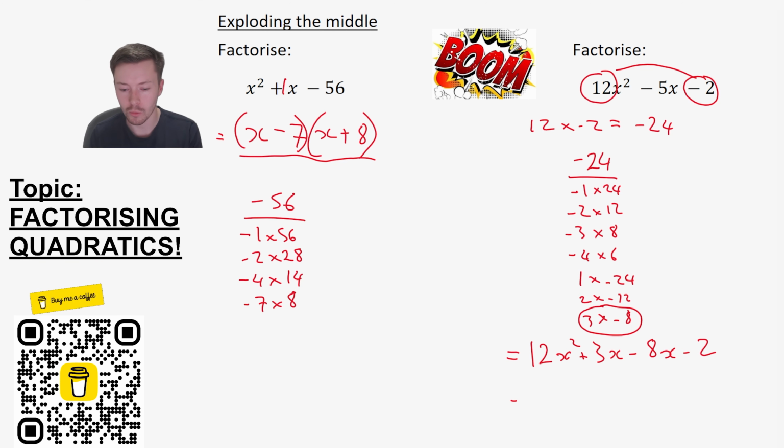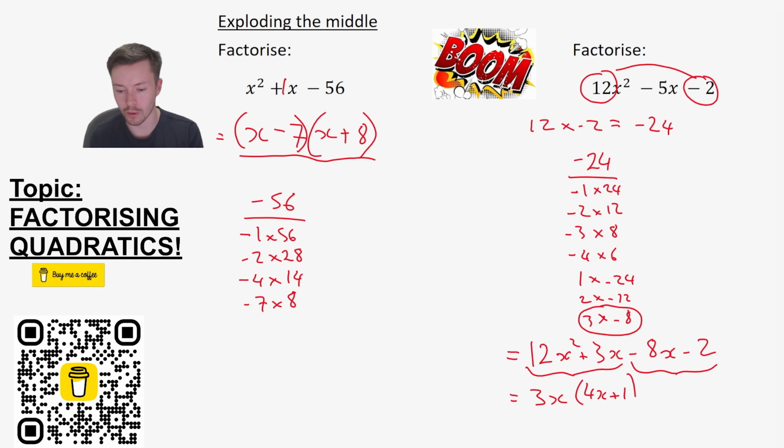Now, from there, I want to look at the first two terms, and I want to look at the last two terms, and factorise these two things separately. Looking at the first two terms, I can factorise out 3 and an x, and that would leave me with 4x plus 1. Now I should get this same bracket when I factorise these last two terms, so keep that in mind because that's going to be helpful. From here I can factorise out a negative 2, and then again I'm going to get 4x plus 1.